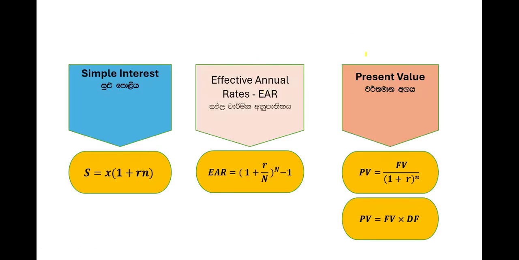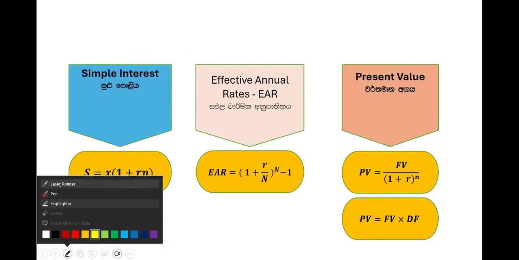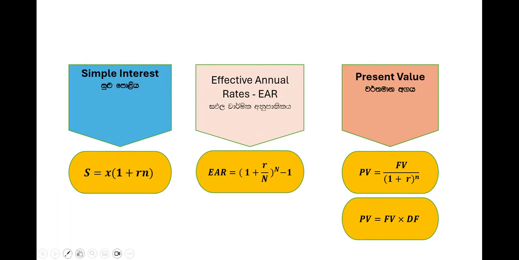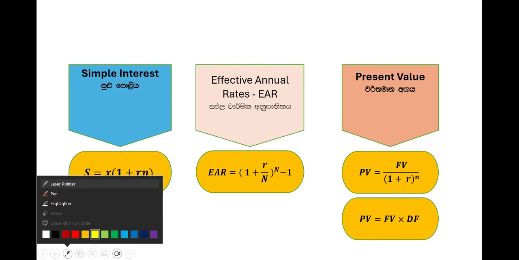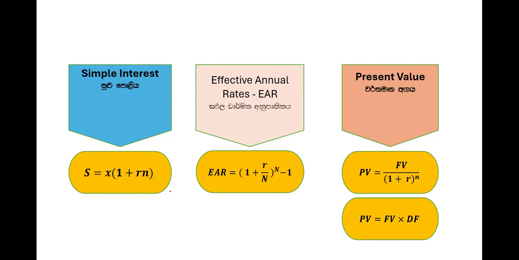Now, I think you can understand how to select these three formulas. Clearly, they mention whether it is simple interest, or EAR, effective annual rate, or present value. And you can select the correct formula. Right.